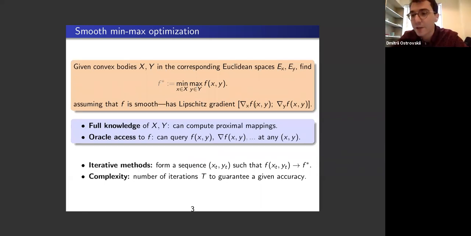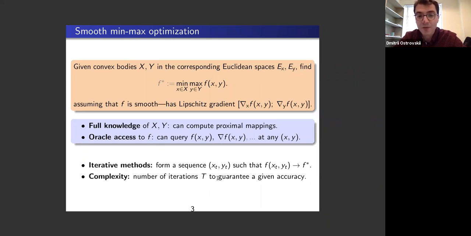Okay, so we know that at least in the convex-concave setup, this value is attained under very mild constraints. For example, if y is bounded, it already suffices for a saddle point to exist, or at least it suffices for f star to be defined for sure. And actually for the minimax theorem to hold. We will see it in the next slide.